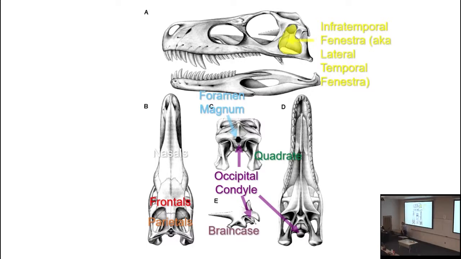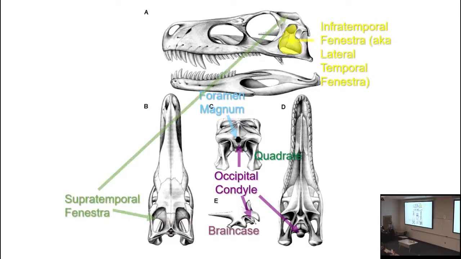And then there's another set of fenestrae, a left and right: the supratemporal fenestra, the top temporal fenestra. And it occupies that volume.